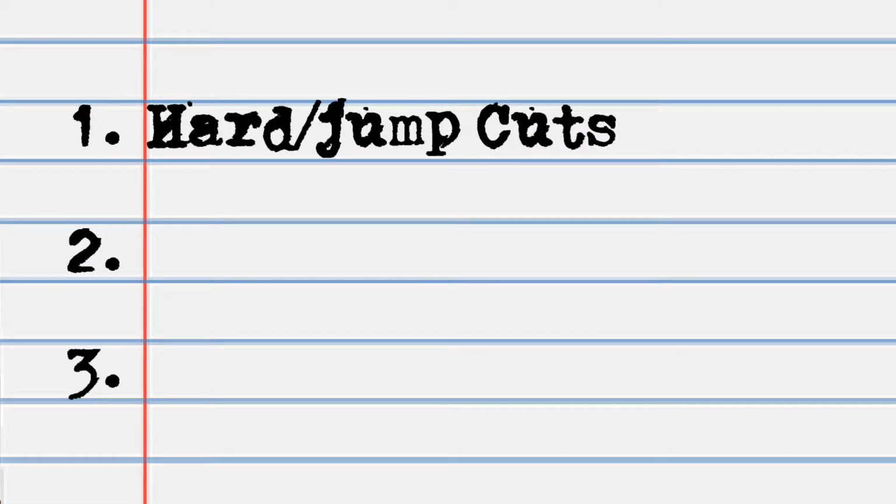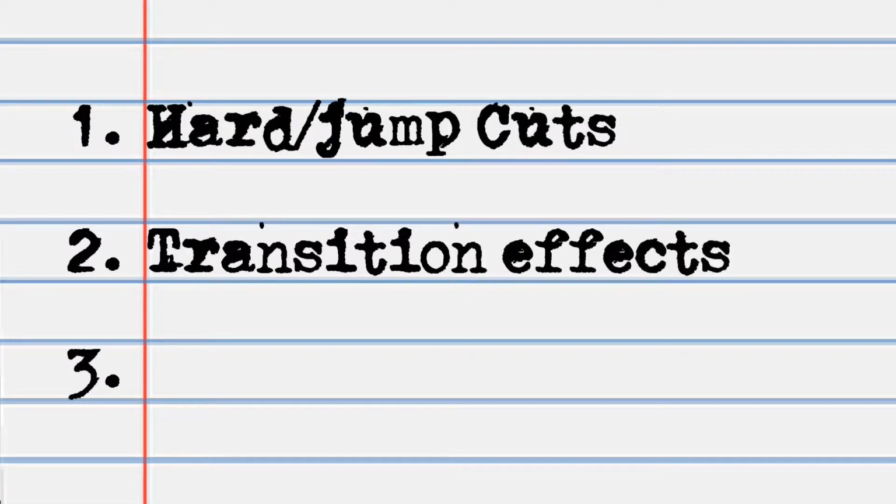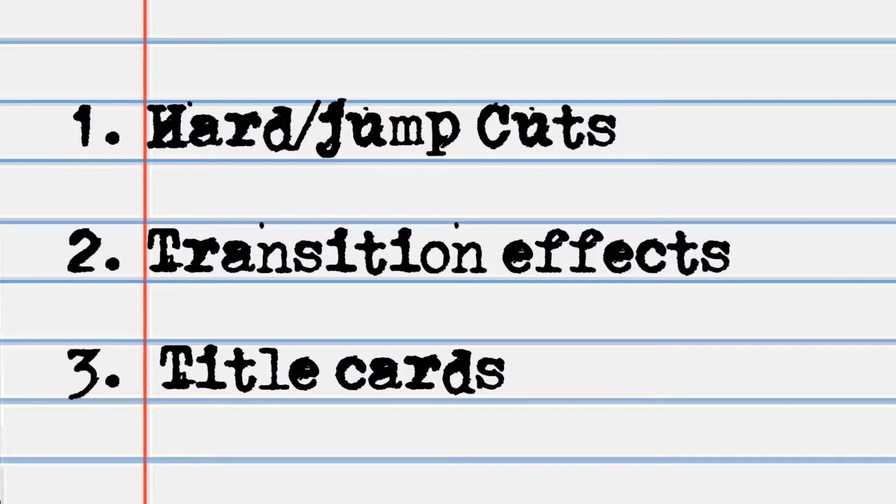A lot of the work of editing is simply cutting out the bits you don't want and putting together or assembling the bits you do want into something meaningful. But how you put those clips together and how you move from one clip to the next clip can have quite an impact on the feel and the pace of your video, and ultimately on whether you can effectively convey your message. So in this video, I want to go over 3 really basic techniques for transitions: hard cuts or jump cuts, transition effects, and title cards.